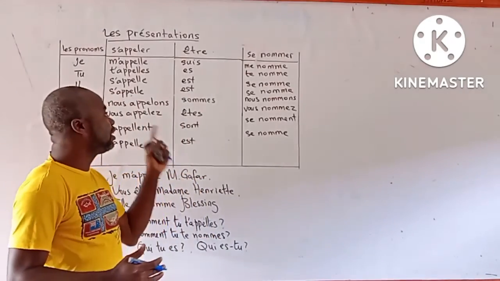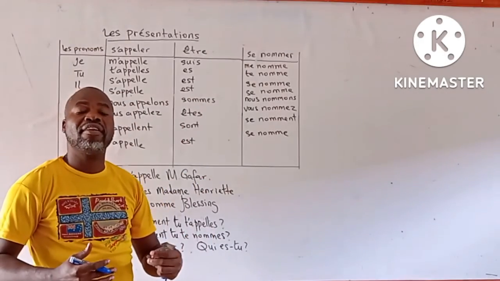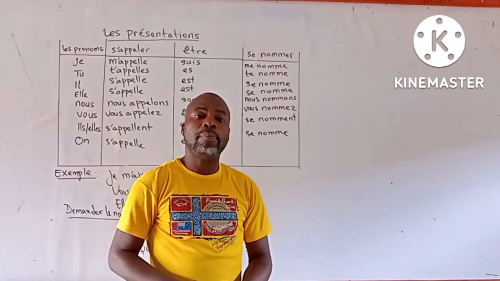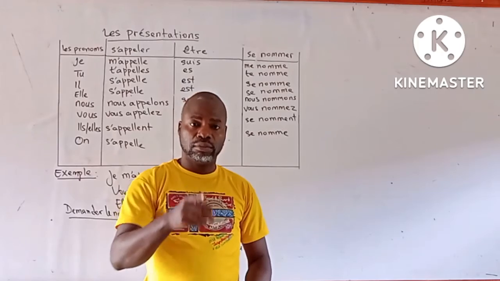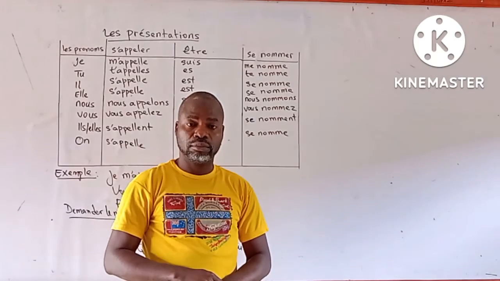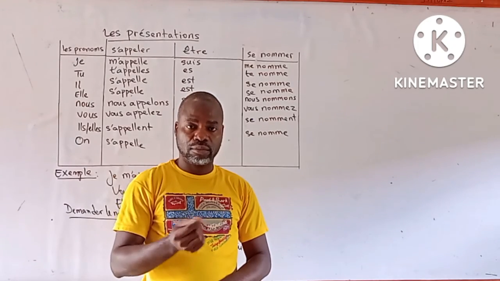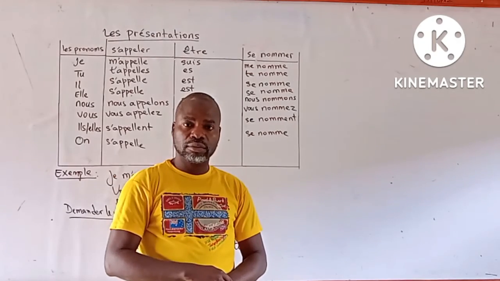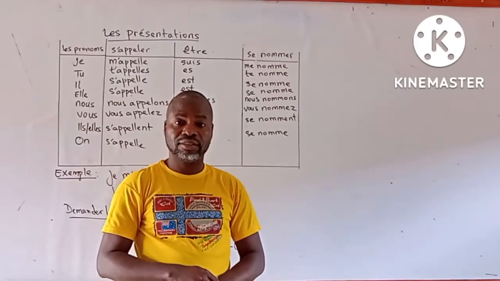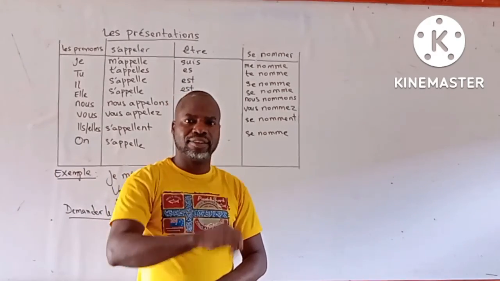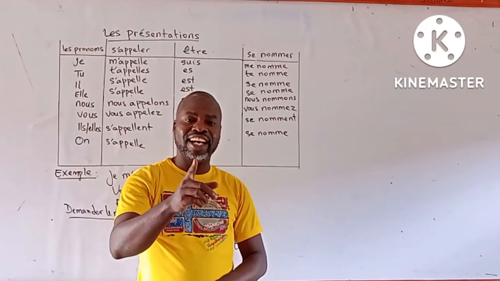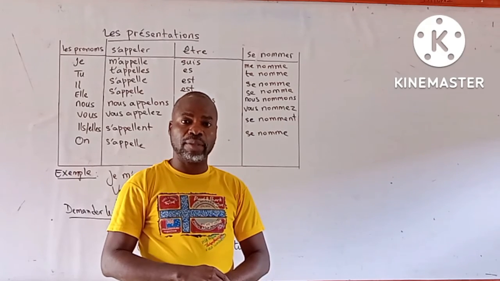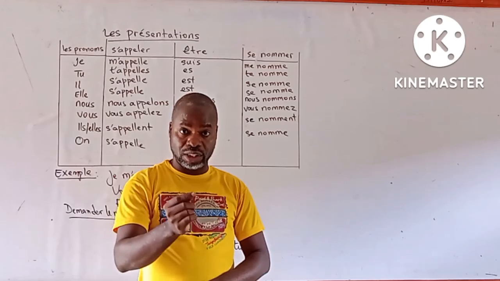Introducing oneself using these three verbs is very, very simple. Exemple, je m'appelle Monsieur Gaffaro. Qui êtes-vous? Qui est-elle? Qui est-il? Qui êtes-vous? The answer, send it to my WhatsApp number or give me a comment.